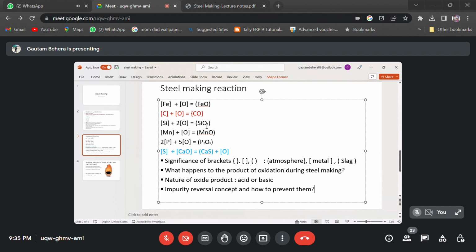For example, SiO2 has moved to the slag. This SiO2 can again move into the metal as Si. MnO has moved to the slag phase. Then MnO can become Mn and move into the metallic phase again, into the steel, that means. P2O5 is there in slag. P2O5 can become P and come back into the steel. So that is called impurities reversal. This happens due to reduction in temperature, right?